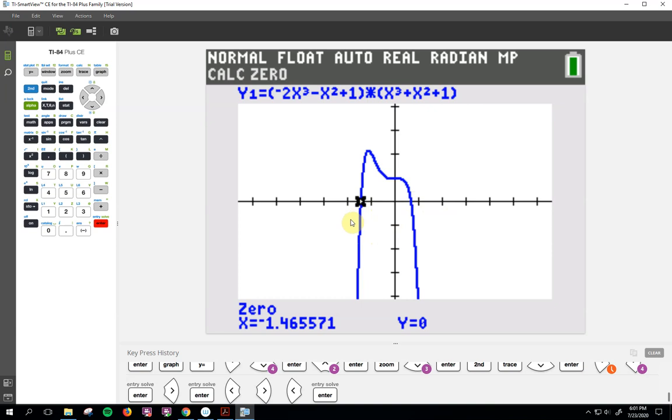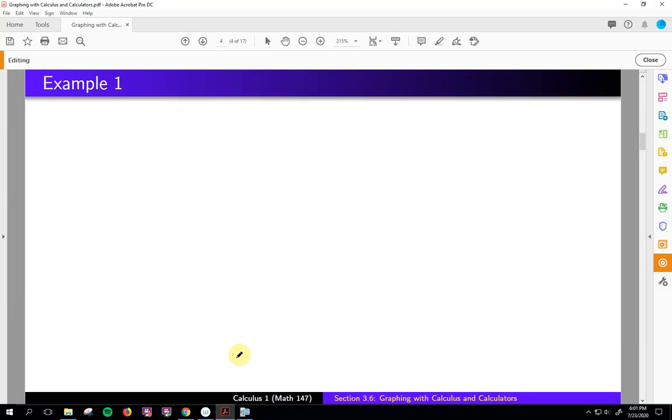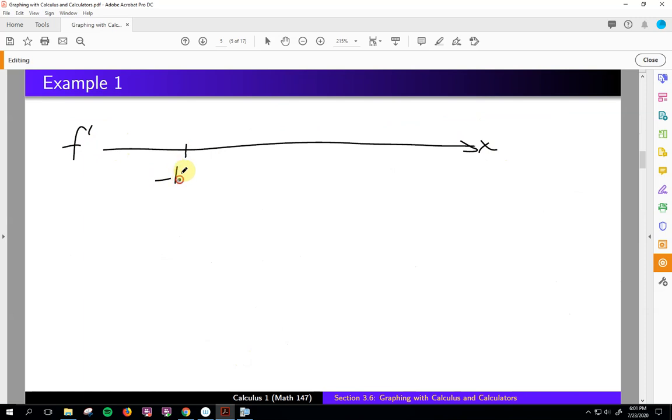Now, to the left of this critical point, the derivative is negative. Between the two, it's positive. And to the right of this second one, it's positive. This is the sign of the derivative. So we're going to fill out a sign chart for the first derivative. We don't need to do any test points because we're using the calculator to basically test. Okay, so here's what we get. So negative 1.4656.